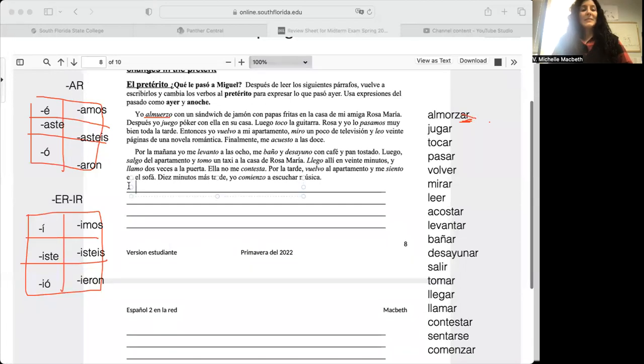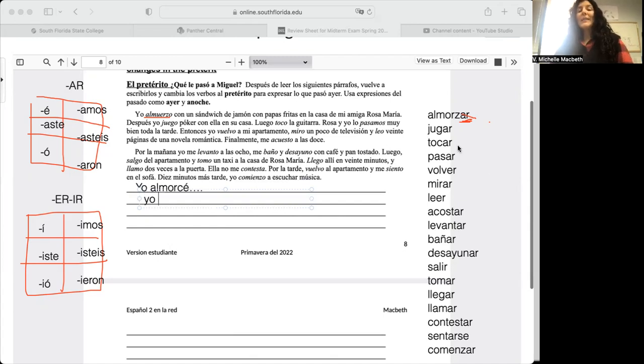So, okay, this says yo, and then we're talking about last time, right? So this is a little bit of a tricky one because it's got a bit of a spelling error in it. Yo almorcé con un sándwich de jamón. I'm not gonna type the whole thing because that's a lot. Con papas fritas en la casa de mi amiga Rosa María. Después, what's the next one gonna look like? Yo, right? What is it gonna be?